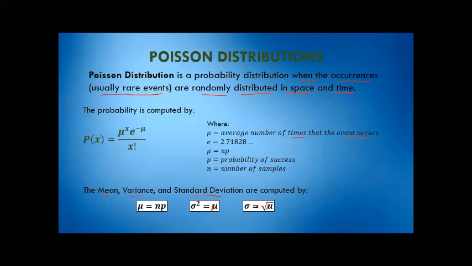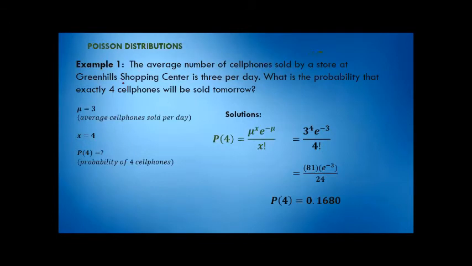Let's proceed to some examples of Poisson distribution. So ang parameters lang natin na kailangan is mu and the value of x. Example number 1. The average number of cell phones sold by a store at Green Hills Shopping Center is 3 per day. So ito yung event that occurs in space and time. Kaya merong indicated na per day. So sabi, the average number of cell phones sold is 3 per day.